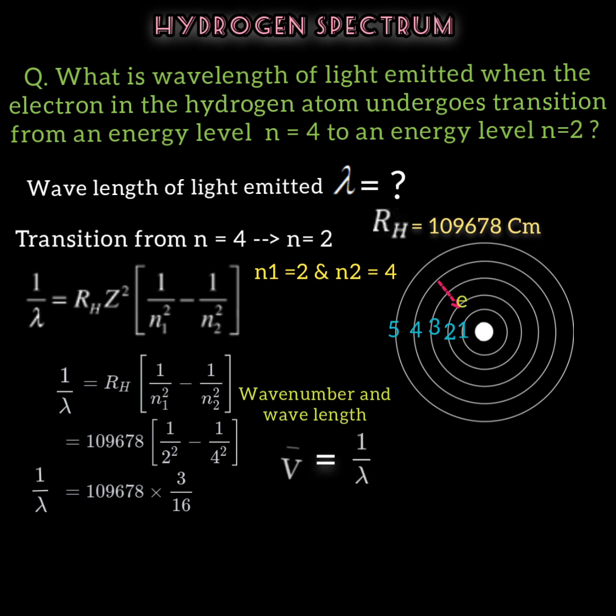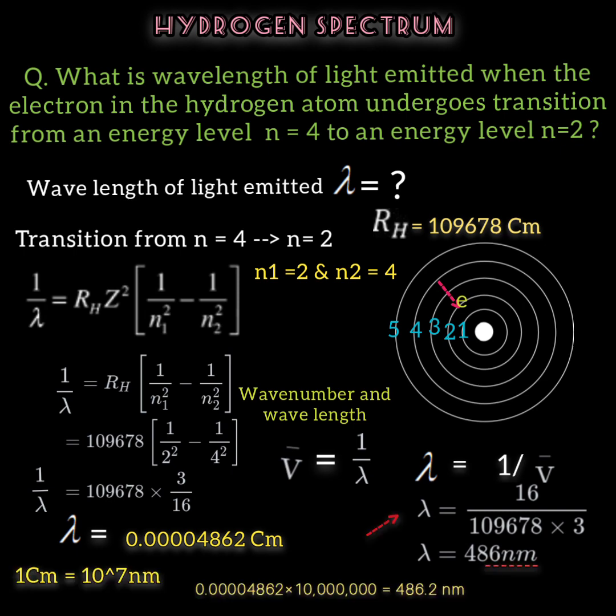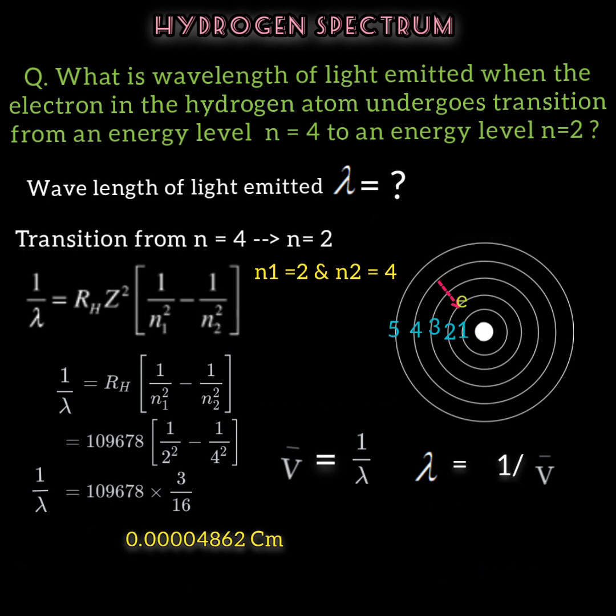Wave number equal to 1 by lambda. So lambda equal to 1 divided by wave number. Lambda equal to 60 divided by 10967 into 3. The value is 486 nanometer.